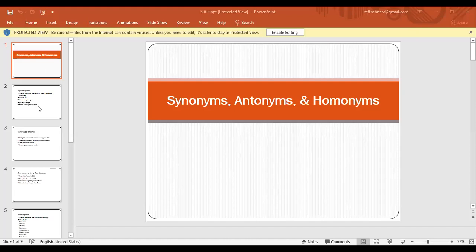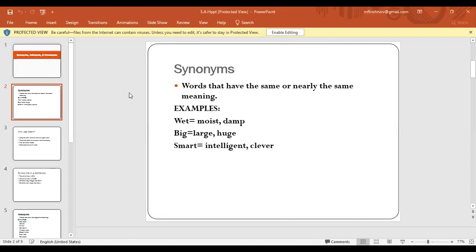Okay, let's move to the next slide. You can see there are definitions and examples for synonyms. What is a synonym itself? Synonyms are considered words that have the same or nearly the same meaning. For example, wet, moist, damp, big, large, huge, smart, intelligent, clever.